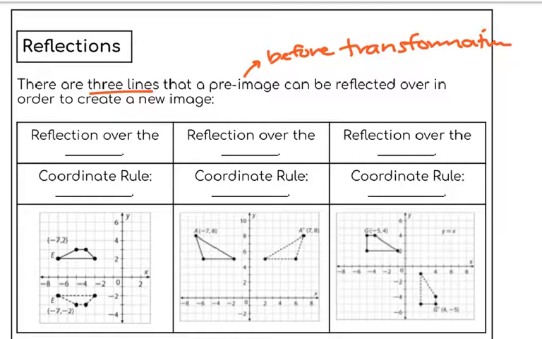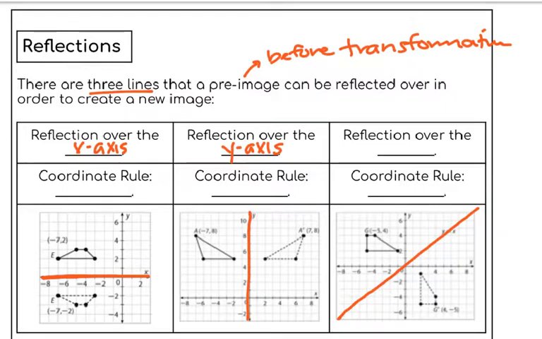Your pre-image is going to be reflected over a line. And there are 3 lines that you can actually reflect over. If you look at this first picture, it's reflected over this line here. And that's the x-axis. So you can reflect over the x-axis. Okay? This second picture we have, you can reflect it over the y-axis. And there's one more line that you'll notice that you can reflect over, and it's the line y equals x.